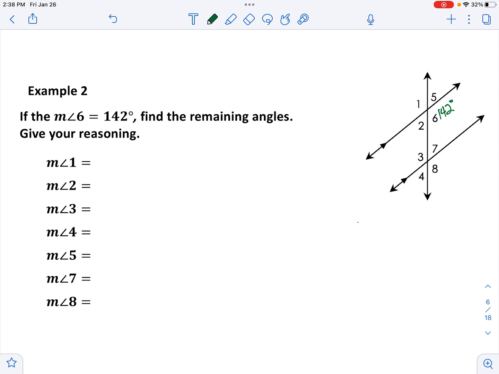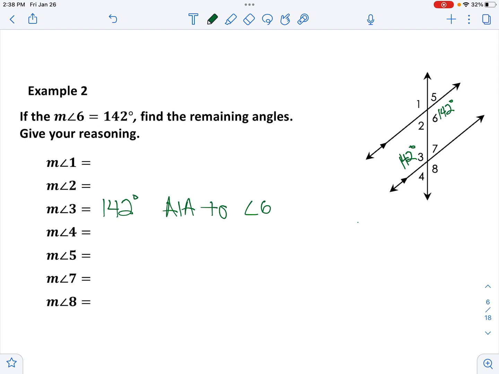So it doesn't really matter how you decide to do this. You could say, I know 3 is 142 because they're alternate interior angles to angle 6. That's how you'd write it out. I'm just going to talk it out, so hopefully that will be a little clearer for you.